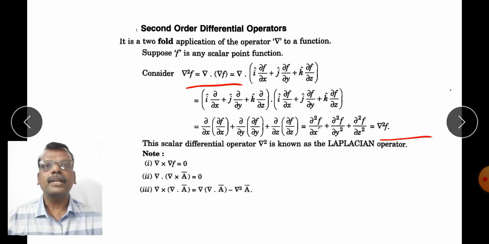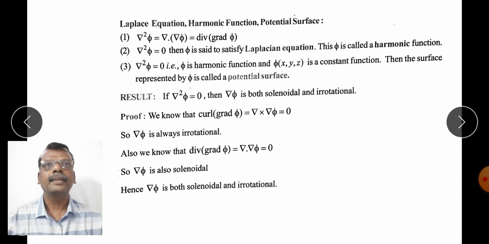Some important notes that you have to note here, that you can apply anywhere: del cross del f is equal to 0, del dot of del cross a bar is equal to 0, and del cross of del cross a bar is equal to del of del dot a bar minus del square a bar. Now, we have to define the Laplacian equation, harmonic function and potential surface.